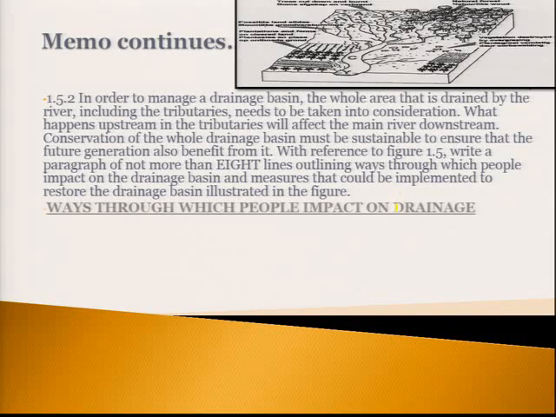Colleagues, paragraph questions. In order to manage this very same drainage basin, the whole area that is drained by a river and its tributaries, we're just explaining your drainage basin, it needs to be taken into consideration. What happens upstream in the tributaries will definitely affect the lower stream. Remember your longitudinal profile. Conservation of the whole drainage basin must be very much sustainable to ensure that future generations also benefit from the very same drainage.